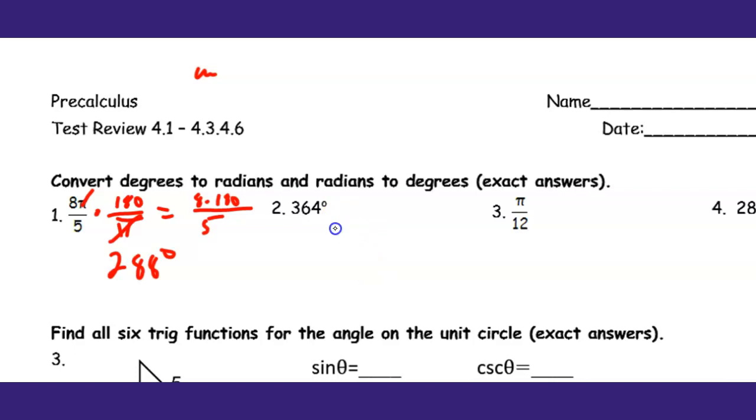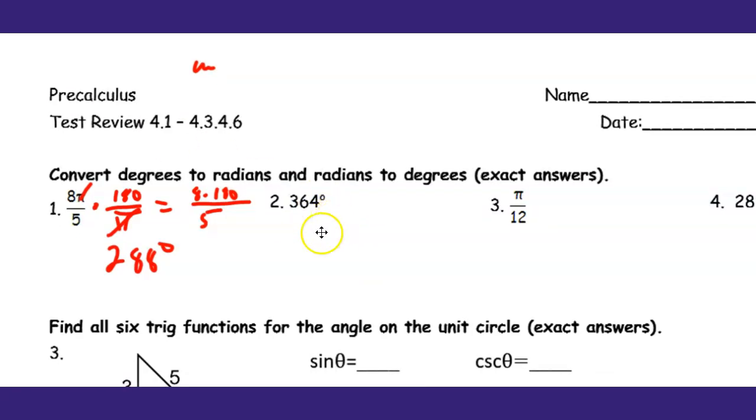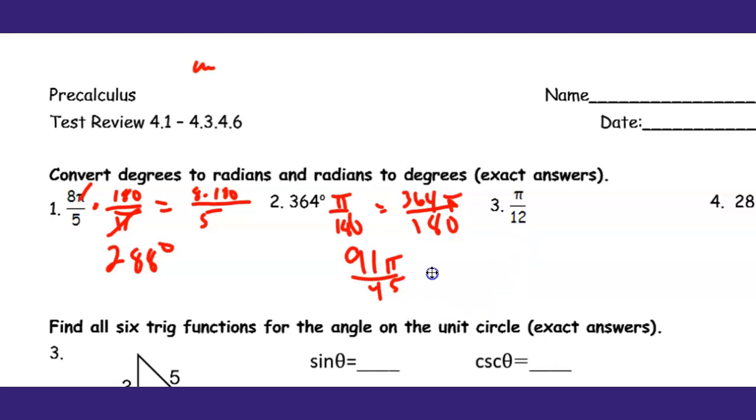Right here, 364 degrees, we're going to convert that by multiplying by pi over 180. So we end up with 364 pi over 180, which we can reduce to 91 pi over 45. They both are divisible by 4. 91 pi over 45, excuse me.